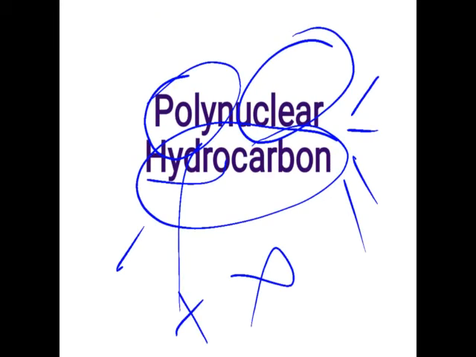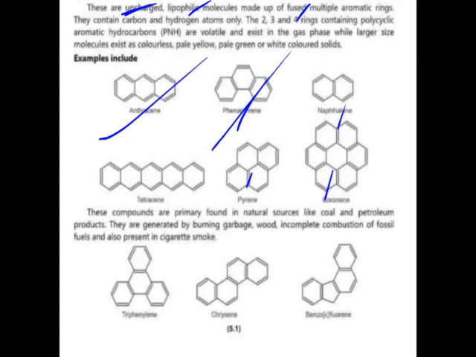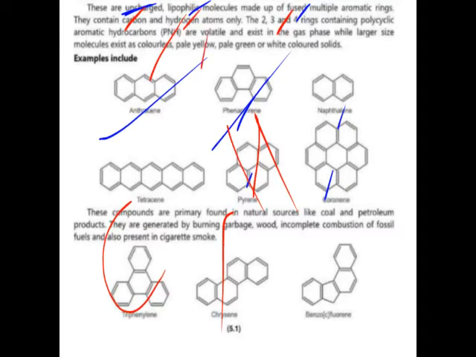Hydrocarbon, so hydro means hydrogen, carbon means carbon. They generally consist of carbon and hydrogen atoms. No hetero atoms like nitrogen, chlorine, oxygen, sulfur, or any other atom is present in them. They consist of only carbon and hydrogen, that is why they are called hydrocarbons. They consist of 2, 3 or more rings containing polycyclic molecules, and they are generally colorless compounds. They may be pale yellow, pale green or white colored solids.